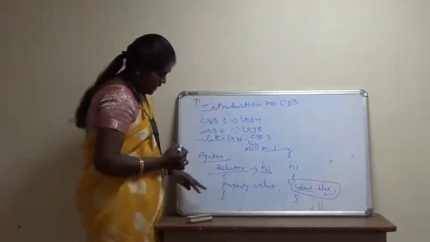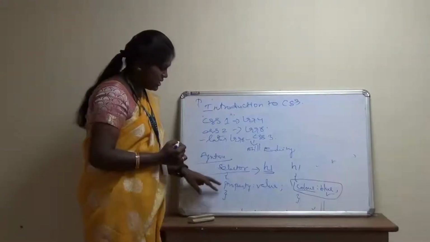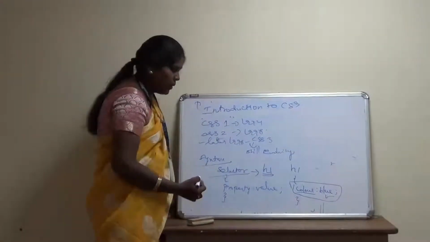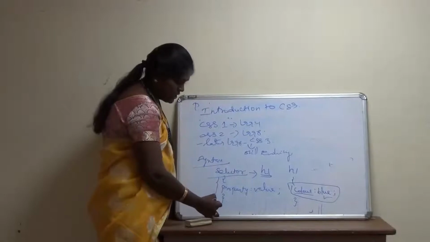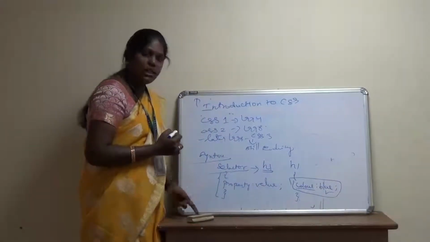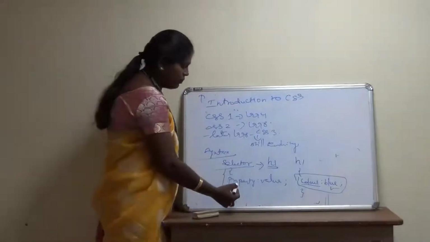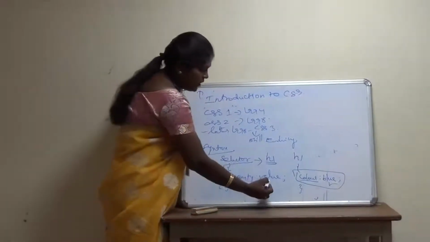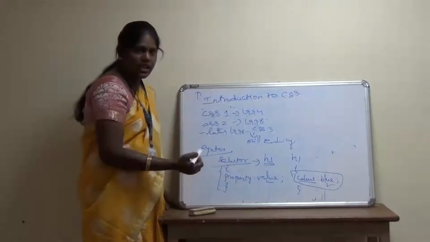Within curly braces, we may have more than one declaration statement. If you have more than one declaration statement, it is called a declaration block. Each declaration block is associated with a rule. We can have a minimum of one rule. If you have more than one rule, we call it a rule set.